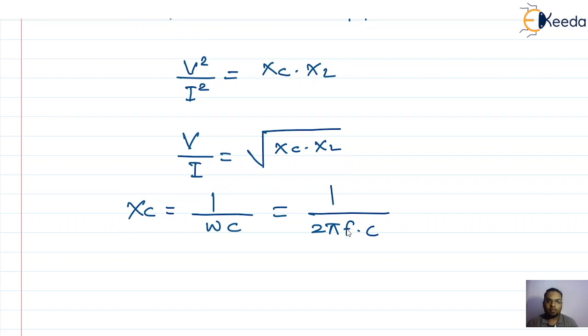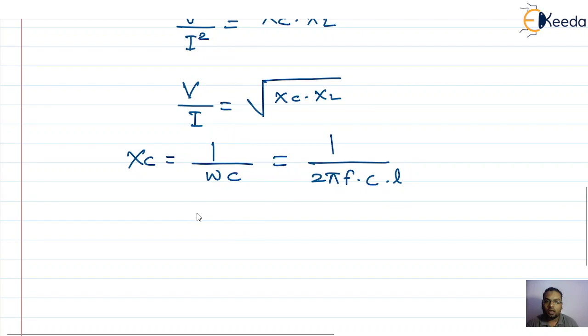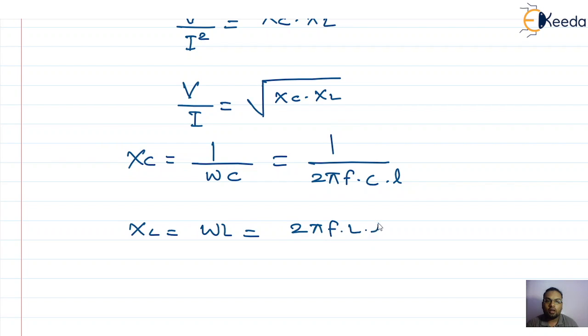Again, as we are considering a long transmission line where the capacitor is distributed throughout the line, we'll multiply it with l, that is the length of the transmission line. Again, XL we can write as omega L, or else 2 pi f L. Let us multiply it also with the length of the line.